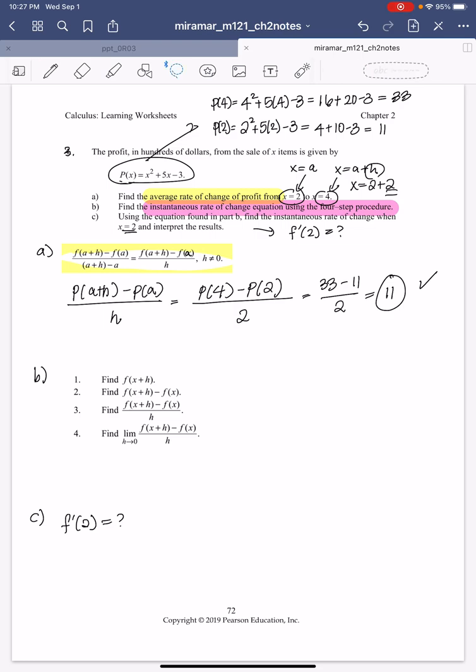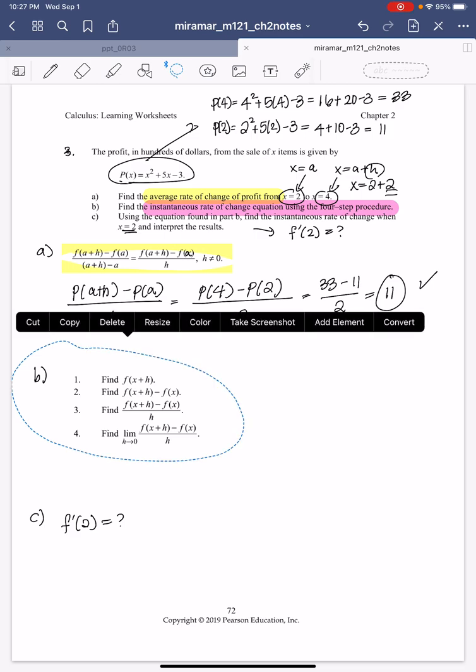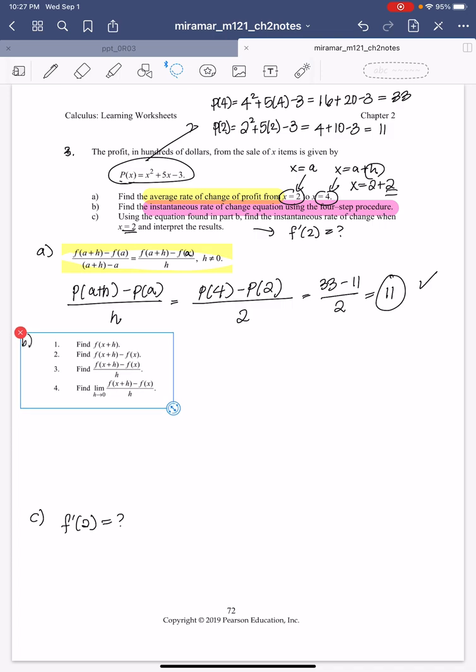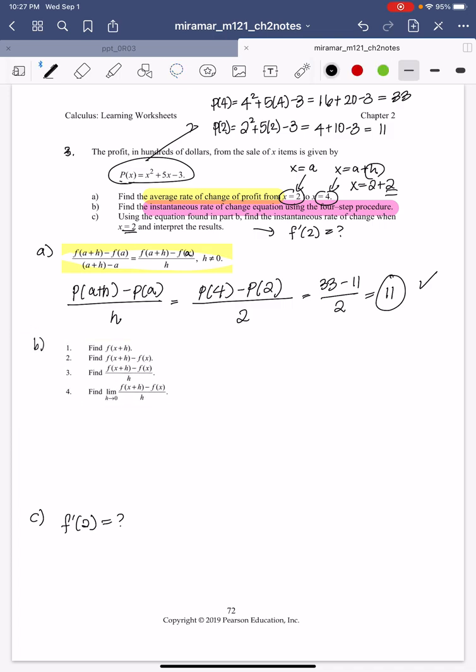Part B, let's find the instantaneous rate of change. And this we practiced on the previous page. So let's begin. I'm going to rewrite everything. This will be step 1, p of x plus h, instead of f of x plus h, because my letter is p.